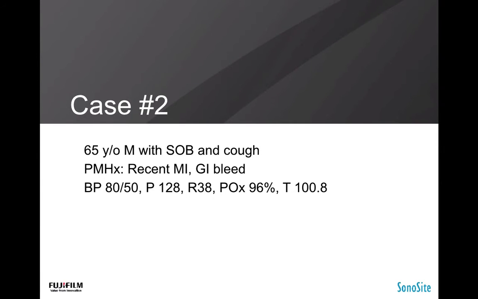Case number 2 is a 65-year-old male with shortness of breath and cough who was recently discharged from another hospital after myocardial infarction, which was complicated by gastrointestinal bleed. The differential diagnosis for this patient includes all 4 types of shock. So we perform our RUSH exam.